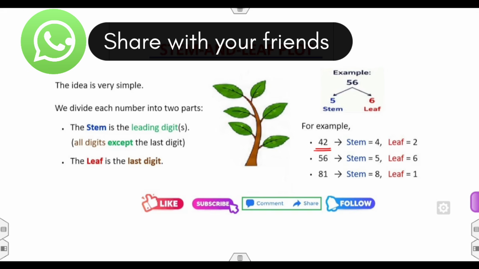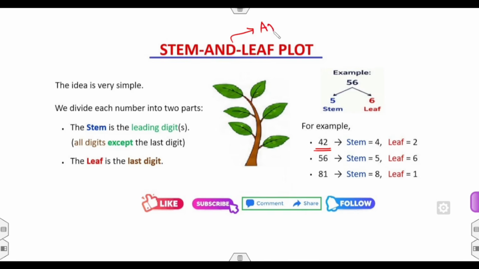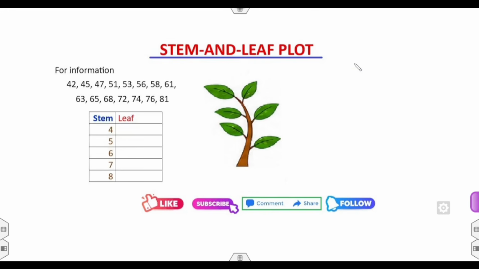But make sure whenever you have to construct the stem and leaf plot, you have to arrange your data set in terms of the ascending order. Always. Remember students, you always have to write your data set in terms of the ascending order. So for the given information, I can write it in ascending order. The first digits are my 4, 5, 6, 7 and 8. These are called the stems.